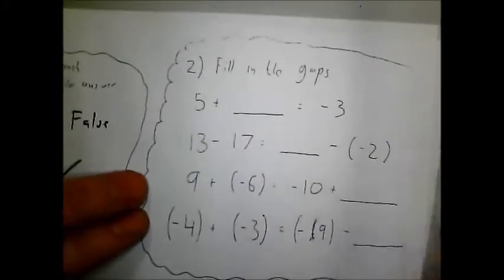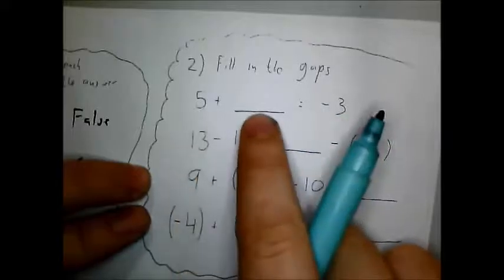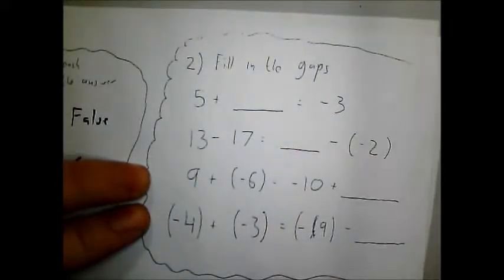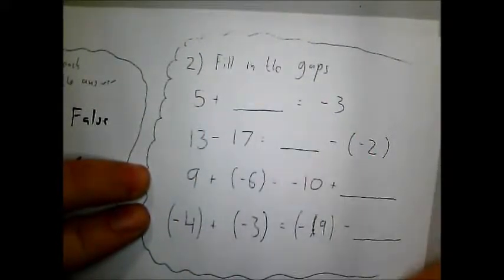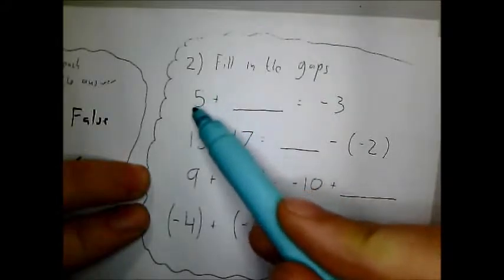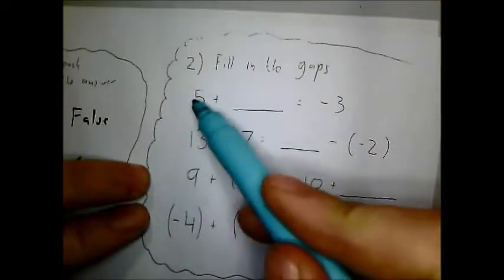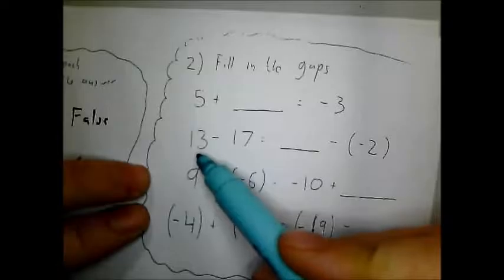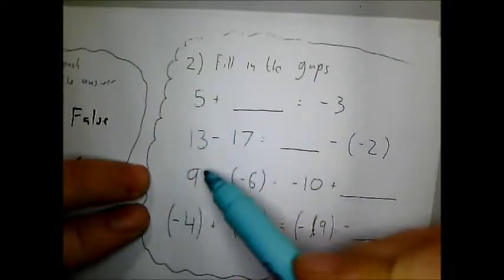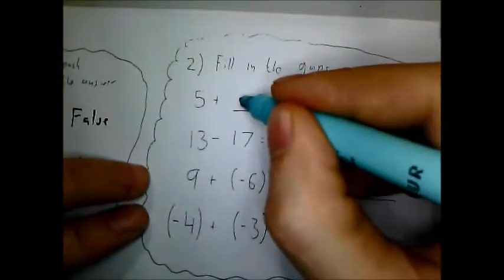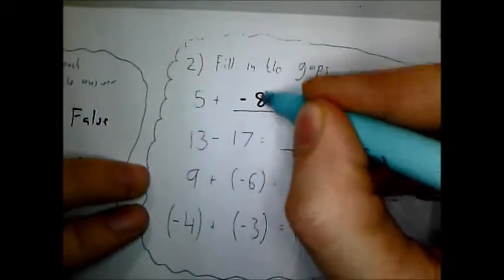Question 2, fill in the blanks. So 5 plus something gives us negative 3. Well, I can't add any positive numbers because I've already gone too far. So how far do you need to go down to get to negative 3? Well, I need to go down 5 to get to 0, and then another 3 to get to negative 3. So that's in total negative 8.